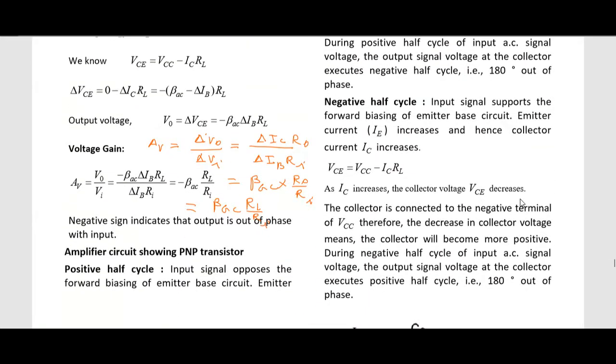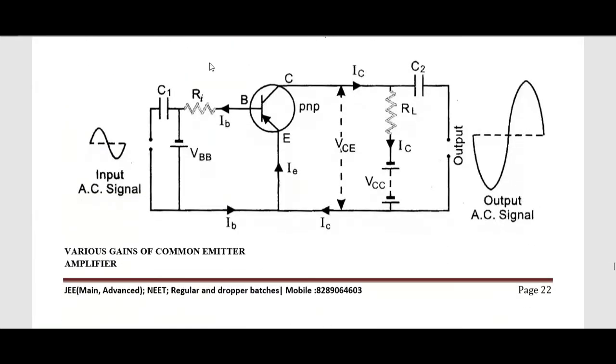Now, in this case, input signal and output signal, they are out of phase. Common emitter amplifier, whether it is PNP transistor or it is NPN transistor, the end result is the same. The end result is the phase. Now, this is P, this is N, and this is P again.